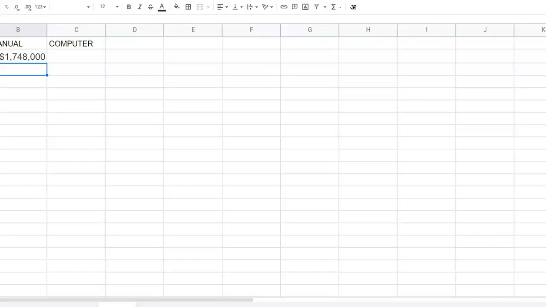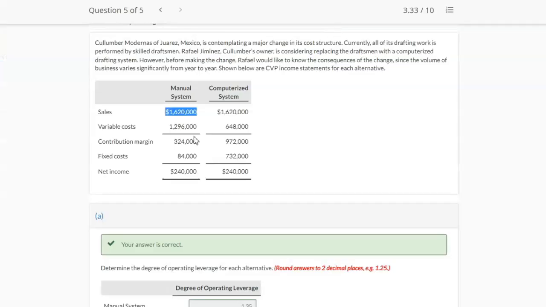Right. Okay, put that in the computer too, same sales. Okay, variable cost. VC, just put VC, okay. Okay, now go back to your problem. Now take variable cost as a percentage of sales for the manual.